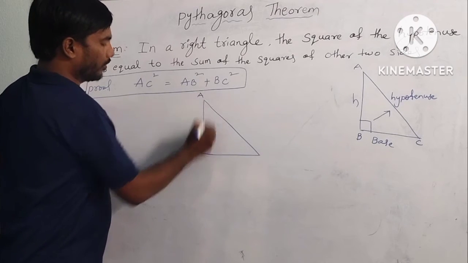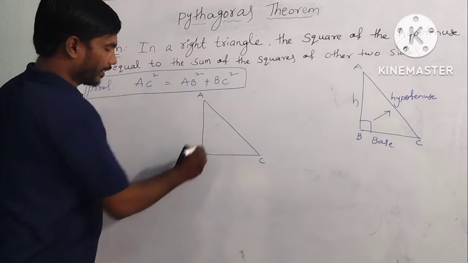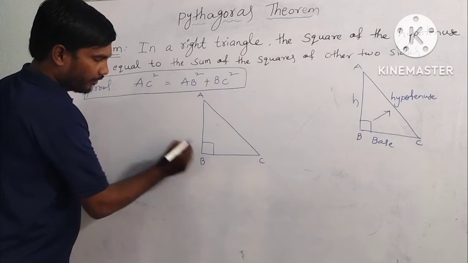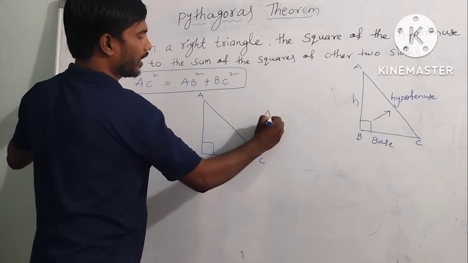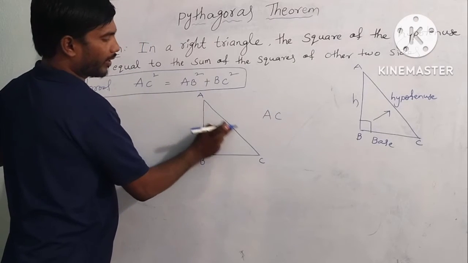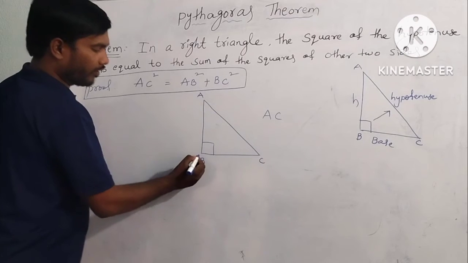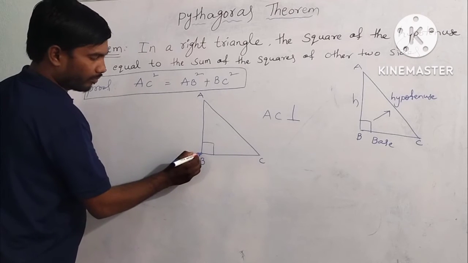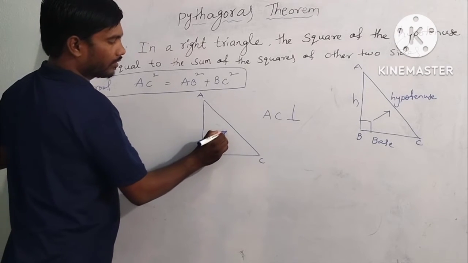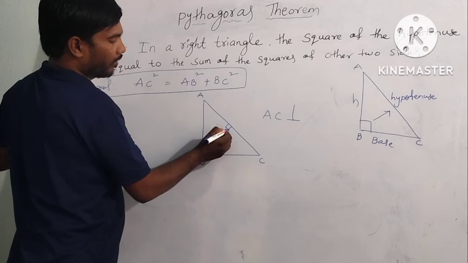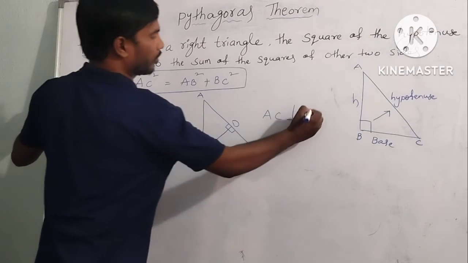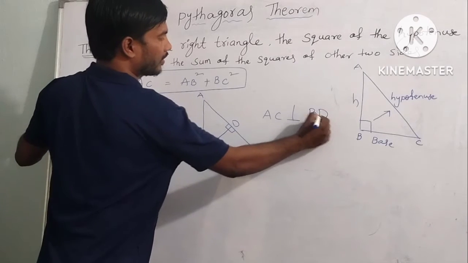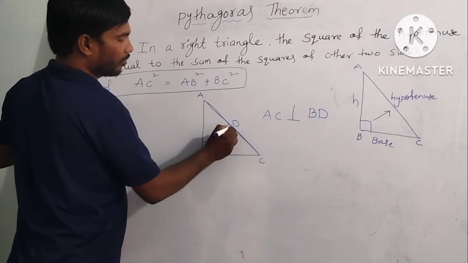Now ABC is a right angle triangle, right angle at B. I am drawing a perpendicular to the hypotenuse AC, from the right angle of that triangle, from point B to side AC, meeting at point D. So I am drawing a perpendicular line BD to side AC. Here AC is perpendicular to BD.